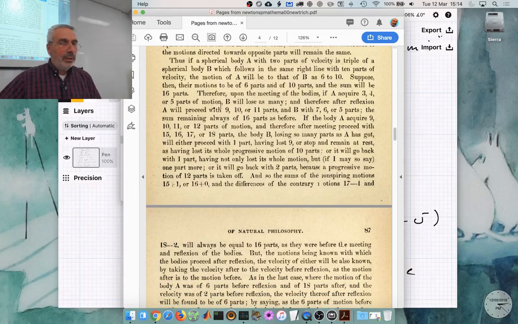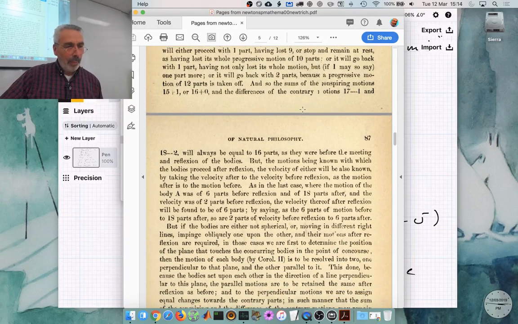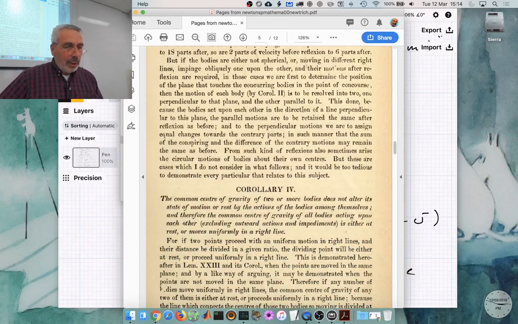And then it's interesting to see, he talks always in parts, like so many parts velocity, this and this has so many parts, and then they change, and then this has so many parts. They don't talk in absolute numbers. They talk always in balances. I mean, they didn't have SI units in those days, right? Anyway, he continues like that.